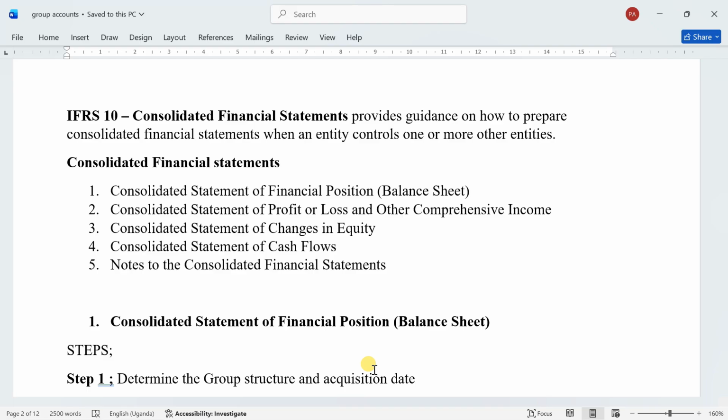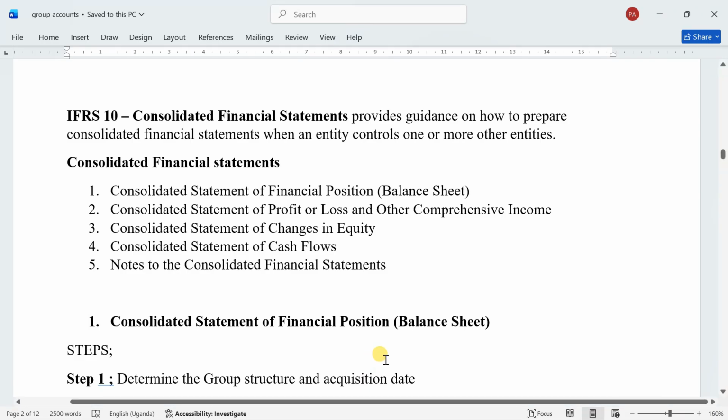In today's video, we are still continuing to look at consolidated financial statements. As I told you in the previous video, we shall be going part by part. We complete all the parts, and after that we combine those parts and prepare a complete consolidated financial statement.